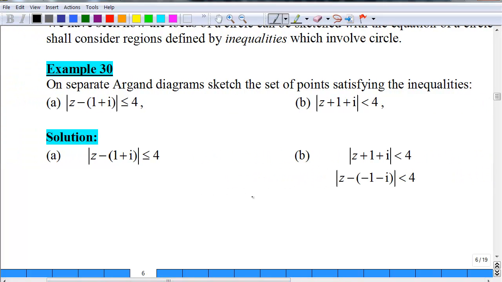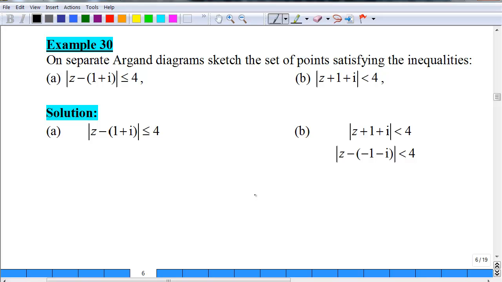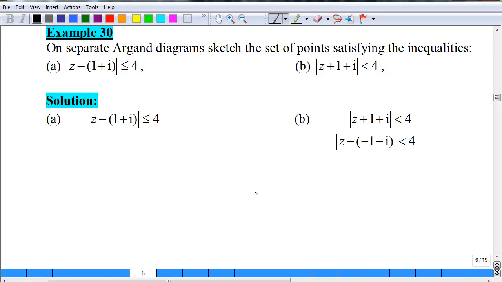Now in example 30a, you are asked to sketch the set of points satisfying this inequality. The inequality concerned is |z - 1 + i| ≤ 4. Now let's recap. The variable complex number z is represented by the point P, whereas the fixed complex number 1 + i is represented at point A. Now when we have this in this form, we are actually saying that the distance from the point P to the point A is always less than or equal to 4.